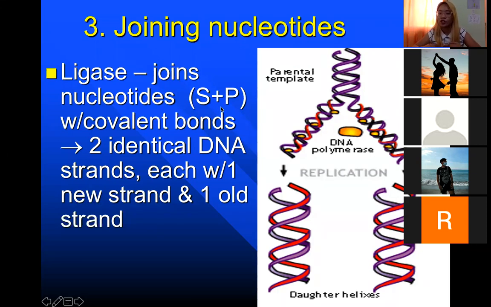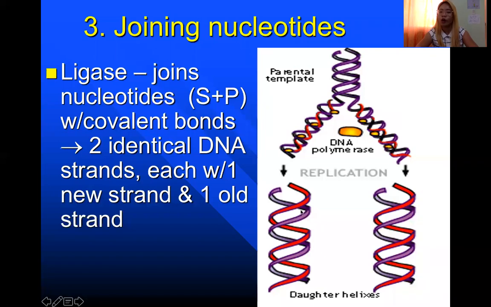And of course, it has to be connected with a covalent bond. So, itong covalent bond na to, again, specifically, it is a phosphodiester bond. The bond between the sugar and the phosphate, which is the backbone of the DNA. So, pag itong ligase na ikabit na yung sugar and yung phosphate, ibig sabihin, kompleto na. Instead of 2 strands, meron ka ng 4 strands. At yung 4 strands na yon is composed of the old strand and the new strand.